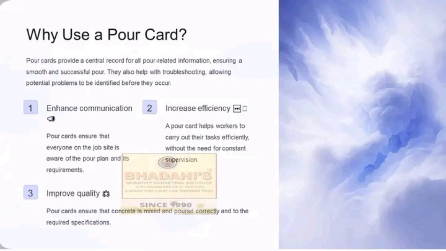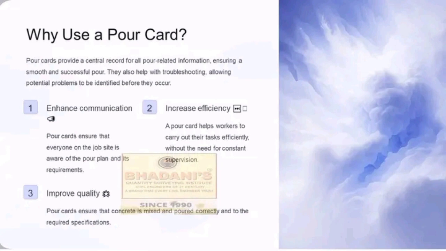So all these are laid down in a POA card, and the POA card will also help you to know the possible problems or possible difficulties you are going to encounter when doing the work, and the measures that you should take so that you may not be a victim of them.